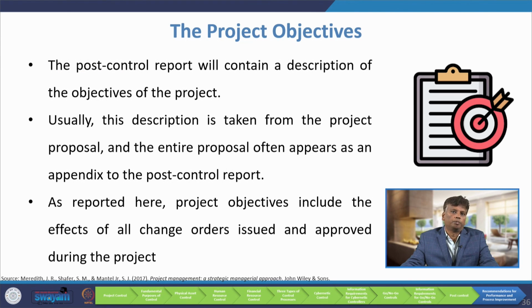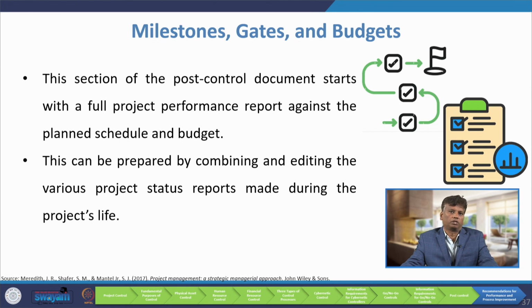Now, we will talk about the project objectives. The post control report will contain a description of the objectives of the project. Usually, this description is taken from the project proposal, and the entire proposal often appears as an appendix to the post control report. As reported here, the project objectives include the effect of all change orders issued and approved during the project. Now, we will discuss various milestones, gates and budgets.